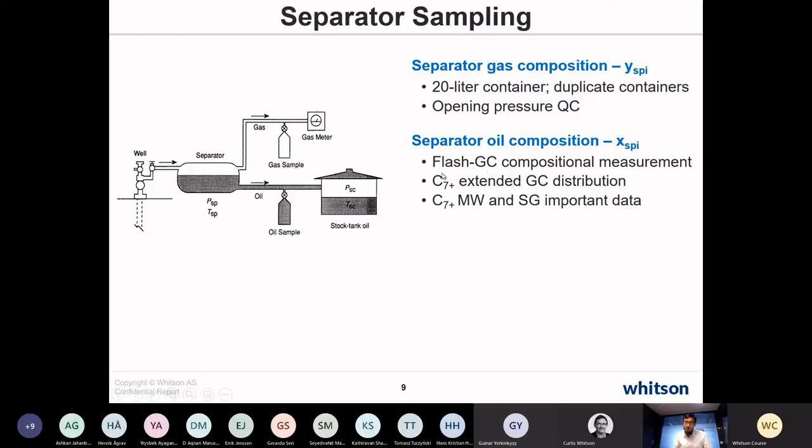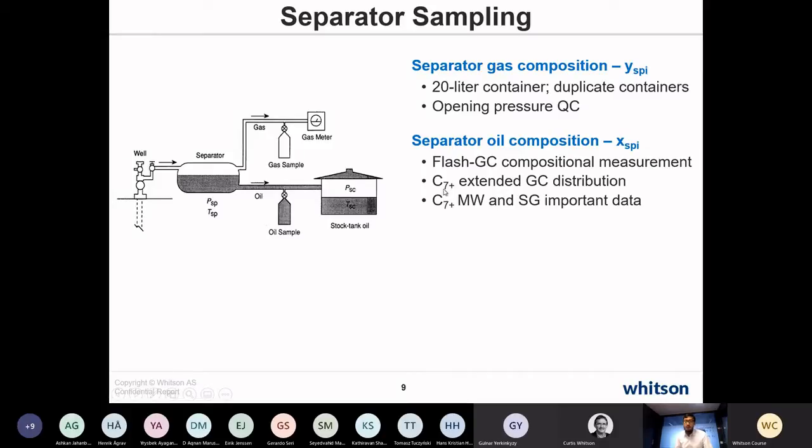That's something we will discuss in the next topic, that's the composition. So we will go into more details of what flash GC compositional measurement is. It's simply that the PVT lab takes the separator oil sample and flashes it to the atmospheric condition, and then measures the composition of its products, which are the flash oil and flash gas. Then they recombine them to get the estimate of the separator oil composition. But we will go through it in more detail when the topic comes.